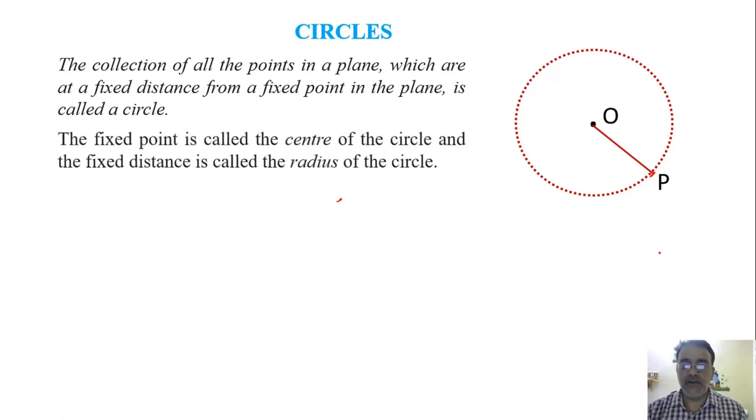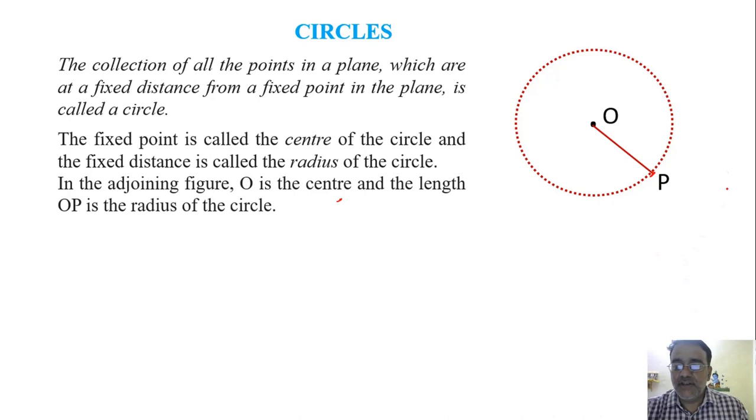So the fixed point is called the center of the circle and the fixed distance is called the radius of the circle. In the adjoining figure, O is the center and OP is the radius and it is denoted by small r or capital R according to our choice.